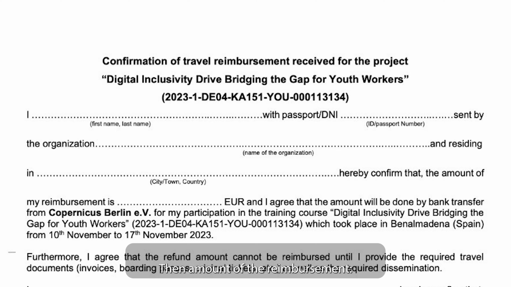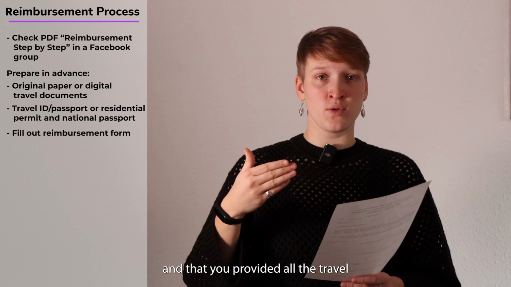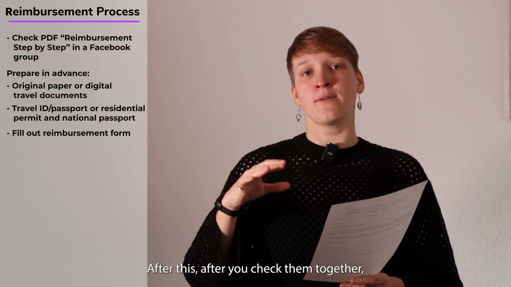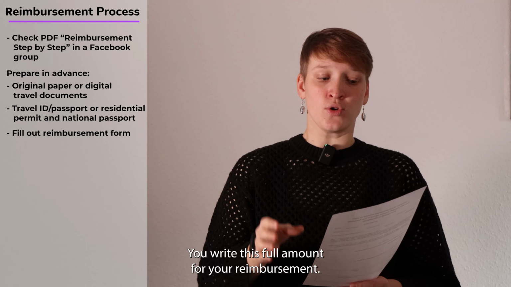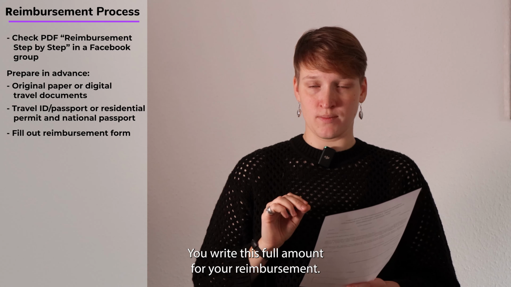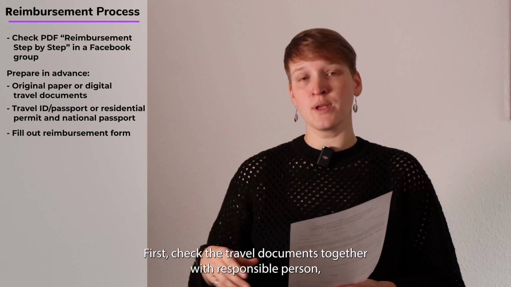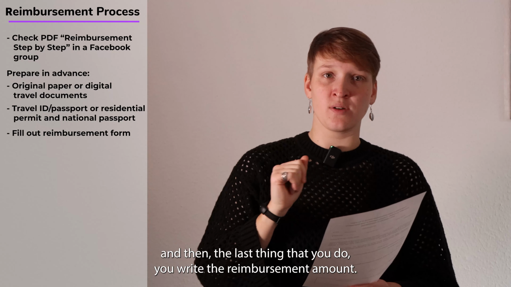Then, the amount of the reimbursement. Please, for now, leave it empty. You will come to the responsible person who is working with your travel documents and filling out all the forms. You will check together that the amount is correct and that you provided all the travel tickets and all the amounts are mentioned correctly. After you check them together, you approve the amount, and the last thing that you do, you write this full amount for your reimbursement. Please don't be in a hurry. First, check the travel documents together with the responsible person, receive approval of your amount, and then the last thing that you do, you write the reimbursement amount.